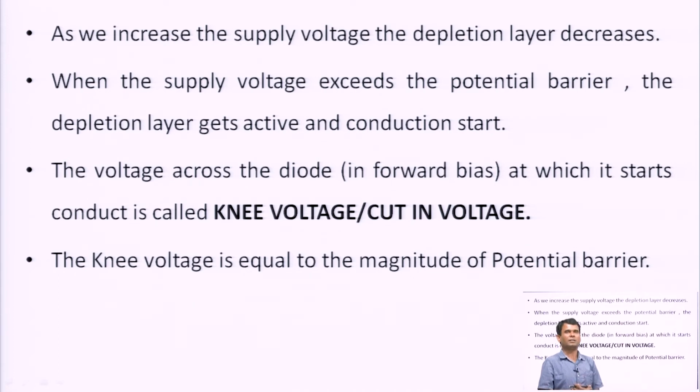For example, suppose the potential barrier of germanium diode is 0.3. So when we apply 0.3 in forward bias, then it will start to conduct rapidly, and for germanium diode 0.3 volt is the knee voltage. For silicon diode 0.7 volt is the knee voltage. For gallium arsenide diode 1.2 volt is the knee voltage. This means the magnitude of the knee voltage is equal to the potential barrier.